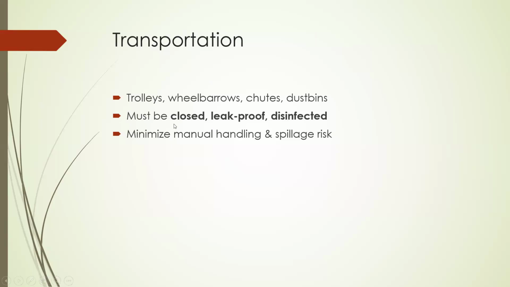Second is to minimize manual handling and spillage risk. The process should limit direct contact between workers and the waste. This means using tools, all these tools, trolleys, wheelbarrows, dustbins, instead of hands whenever possible. It protects workers from accidental injury and infection, and it should also reduce spillage risk. Proper equipment, leak-proof, sealed, and stable bins should be used to prevent the waste from spilling during transport.